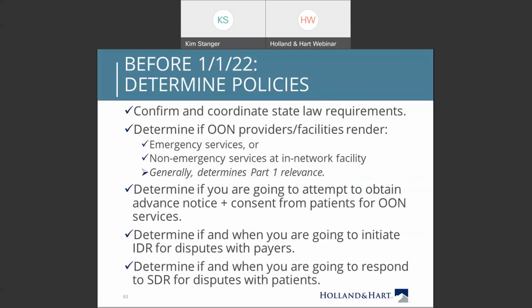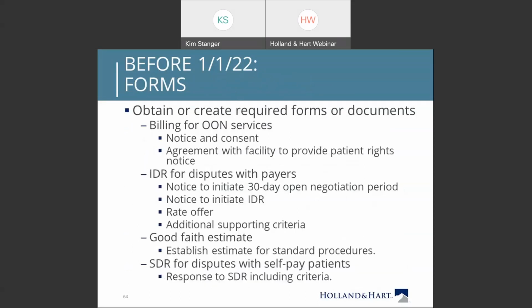Again, these are self-pay patients, which some of us refer to as no-pay patients. It may be that it's not worth it to you to go through that SDR process, and you may have a policy that if the patient objects, you're not going to make a big deal about it, and you're just going to accept your good faith estimate. It's just something you may want to consider as a policy, because that will determine your compliance steps later on. You are going to have to obtain or create the required forms or documents.